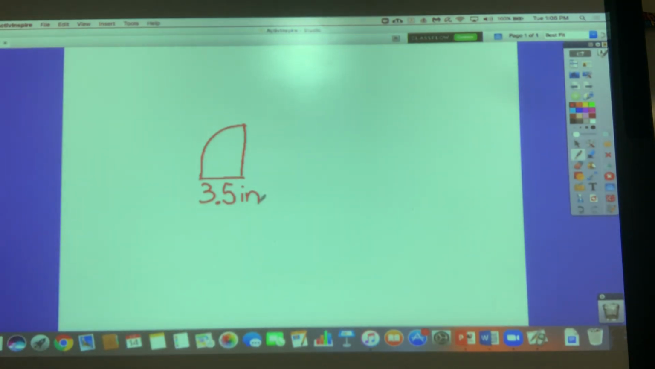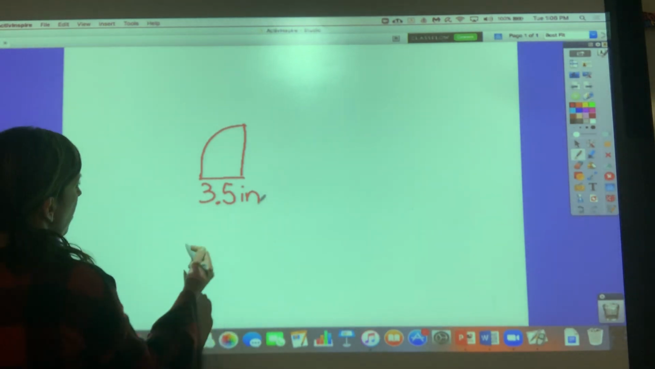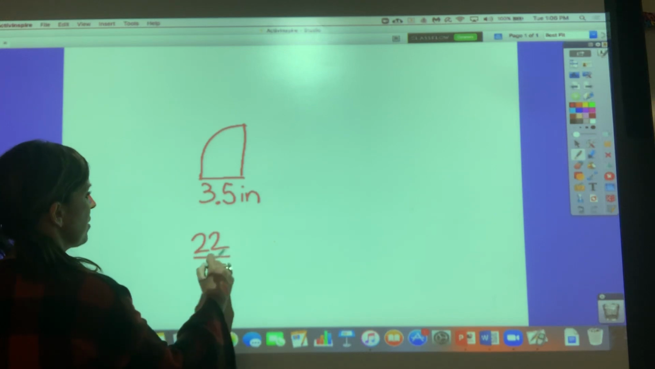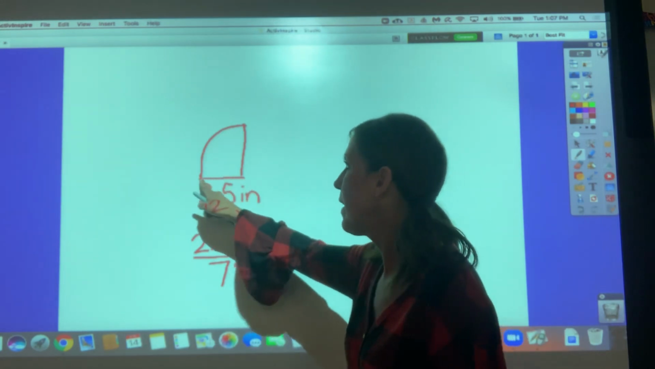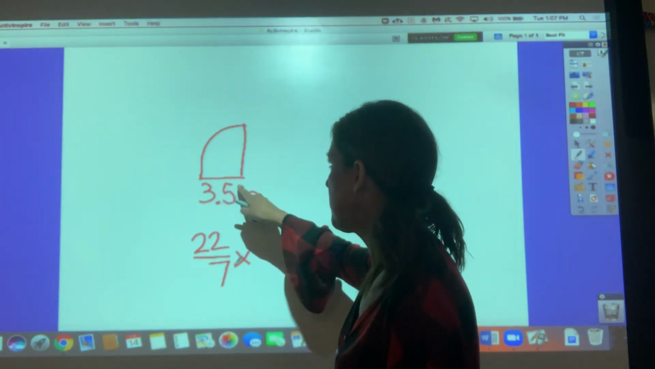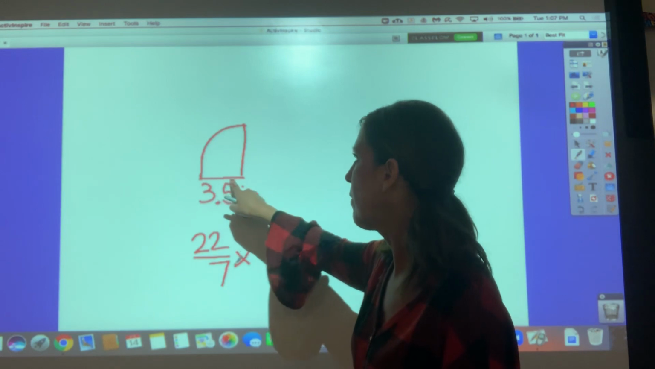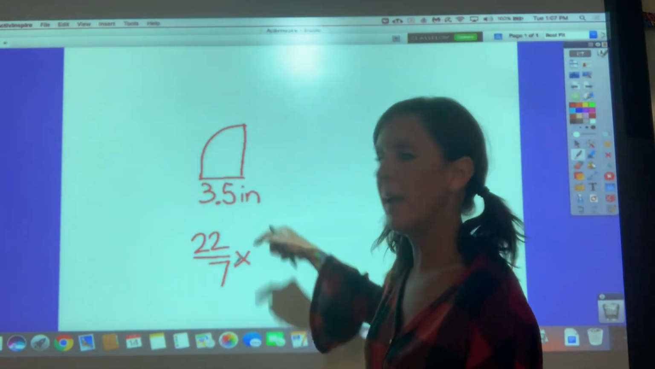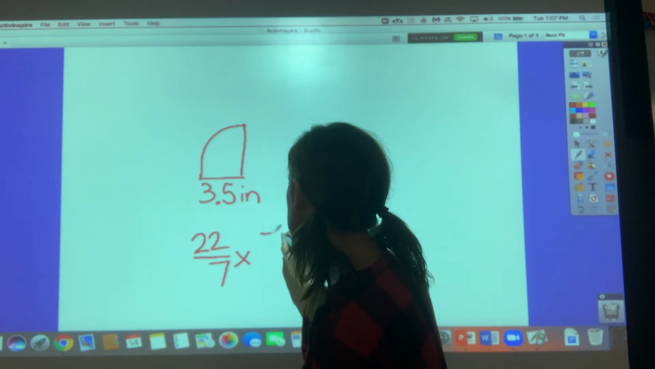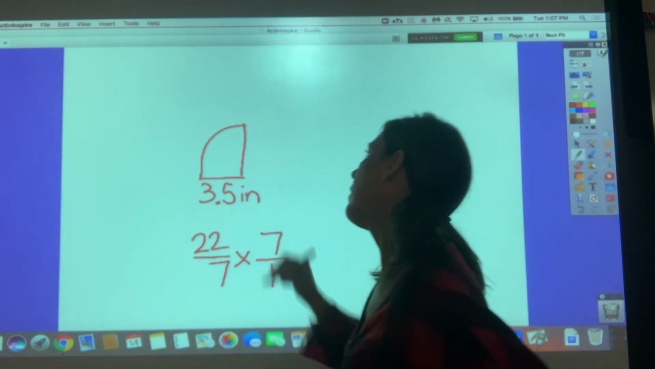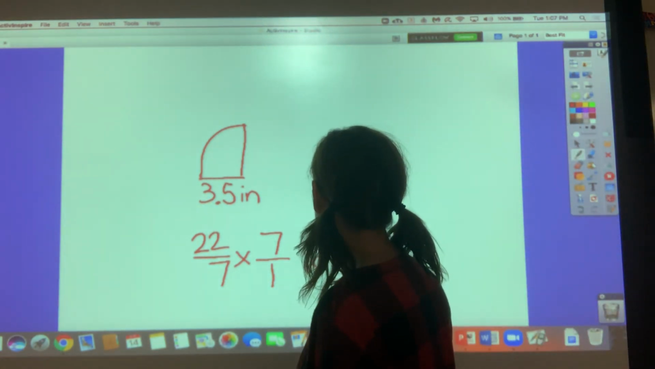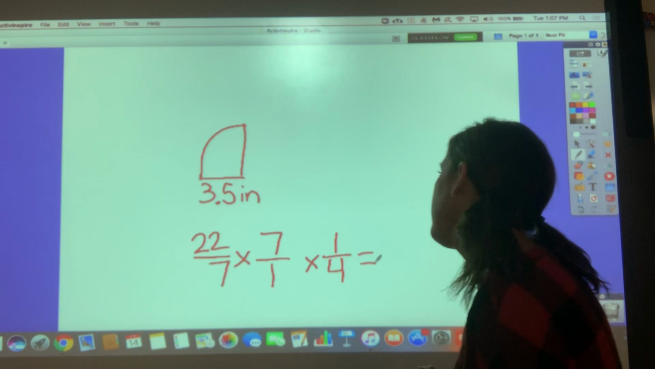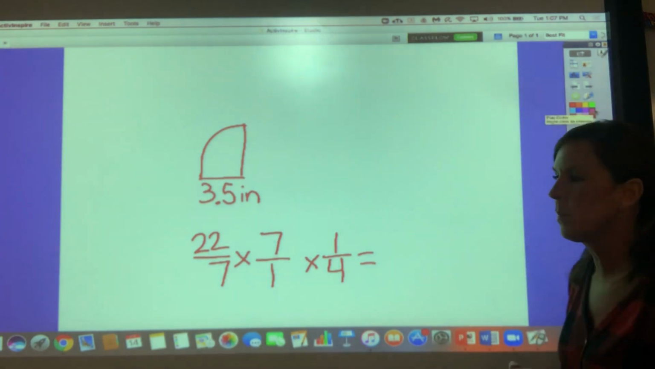So again, circumference formula is pi times diameter. We're going to use 22 over 7 for pi times the diameter. And remember, this is just a radius, because if this were a whole circle, that would just be the radius. So if the radius is 3.5, then the diameter is 7. So pi times diameter, diameter is 7. And because this is only 1/4 of a circle, we're going to multiply by 1/4 when we get down here. Then we're going to cancel everything we can cancel.